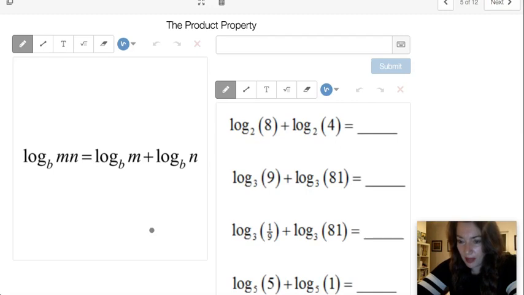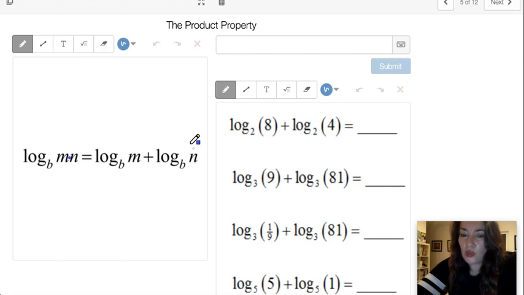So looking at the product property, it basically states that if you have a log with a certain base of some value multiplying another value, in this case m times n, you can separate it and write each value or each factor with its own log. So for example, my factor right here is m times n, where the multiplication is happening. You can set that equal to log base b of m plus log base b of n.